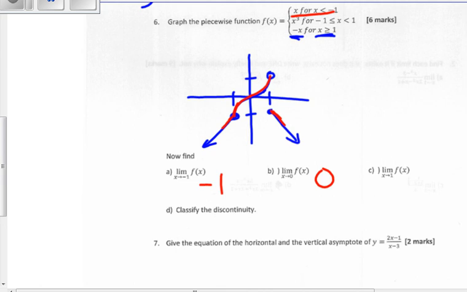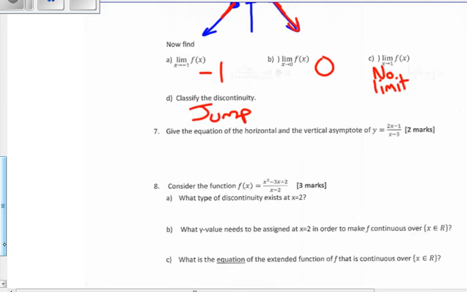Oh, geez, they don't go to the same value. Therefore, there's no limit. Or you can say DNE. The kind of discontinuity we see as we go through the graph is a jump discontinuity. And when I say classify, I mean tell me what kind of discontinuity.